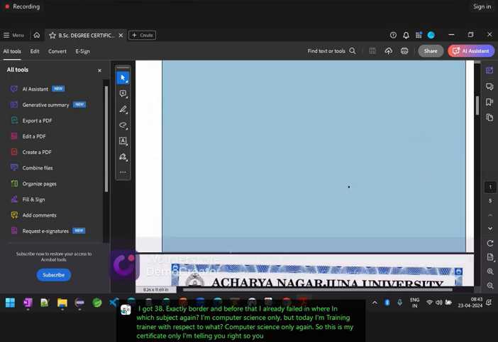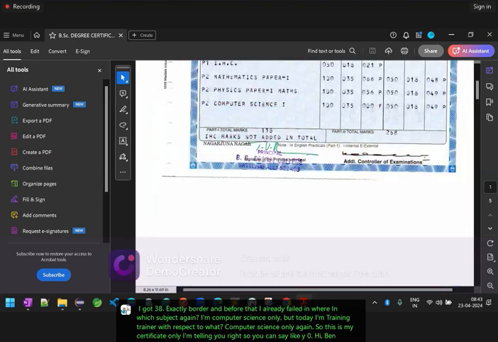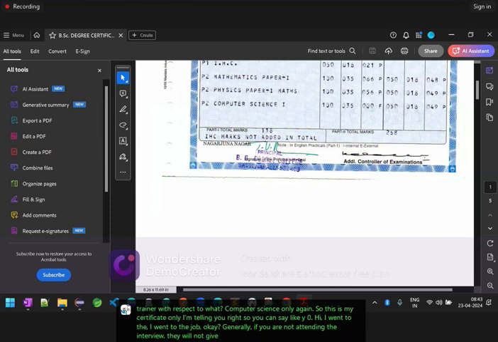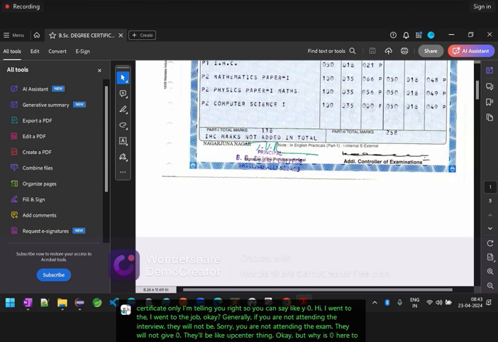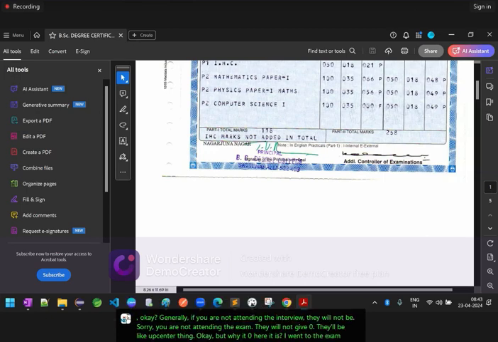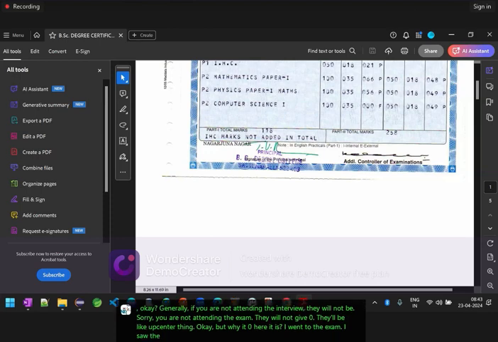So you can ask, why 0? Generally, if you don't attend the exam, they will not give 0. They'll give absent or fail. But why 0 here? I went to the exam. I saw the question sheet. I felt I could not answer even one question. Then I felt, okay, it's a waste of time. Writing the exam itself was a waste.